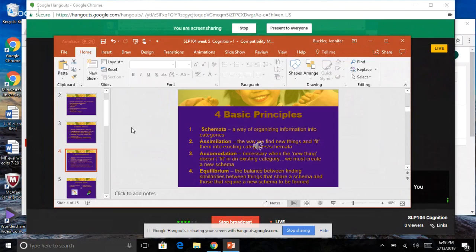You can't accommodate every new thing you run into in life. You can't see a new object you've never seen before and always create a new schema. You do have to go through a process of how similar is this to an object or group of objects I know, and how dissimilar is it to a group of things that I know. And it's through that process, equilibrium, that you either assimilate, add to categories you already have, or accommodate, create categories that are new.